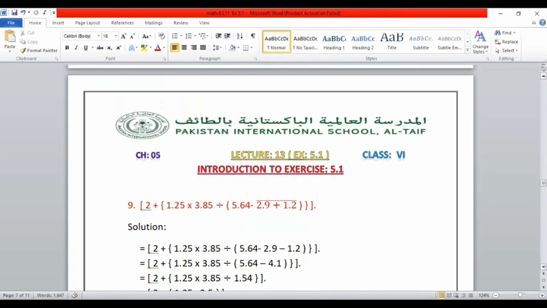So this was lecture number 30 and the end of exercise 5.1. Only the objective exercise remains from chapter number 5. No 5.2 is included in this section.